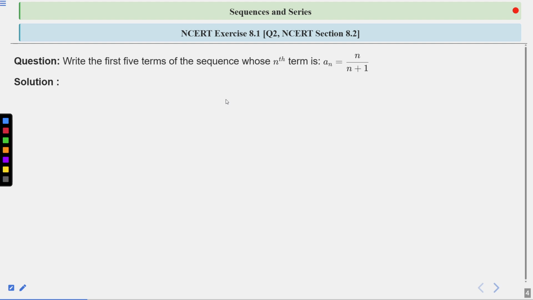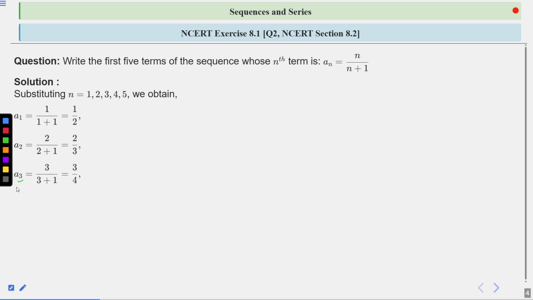Solution. Substituting n = 1, 2, 3, 4 and 5, we are going to have, for n = 1, a1, meaning the first position term, is simply 1 divided by (1 plus 1). We are getting 1 by 2 as the first term of my sequence. Now a2 represents the second term, which is given by 2 by (2 plus 1). So the second term is going to be 2 by 3.